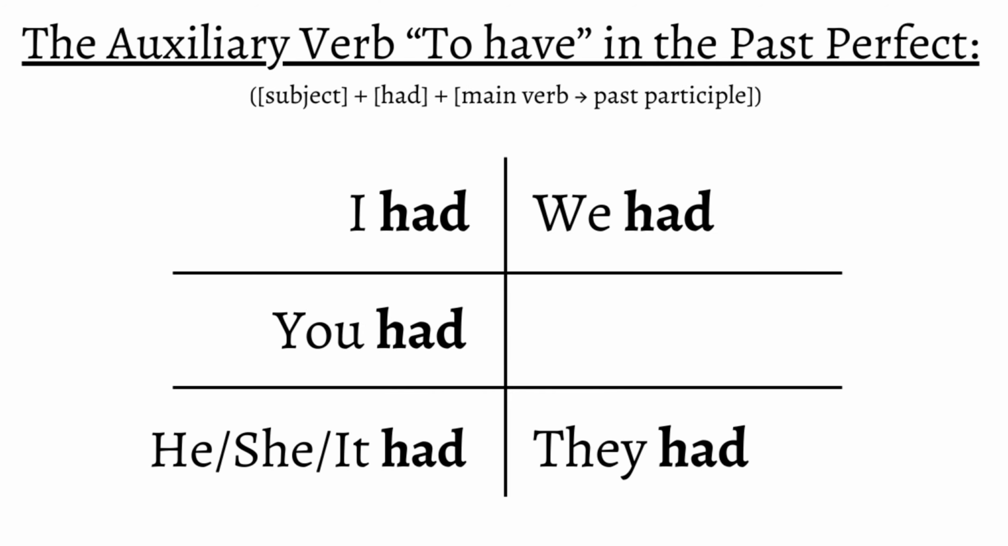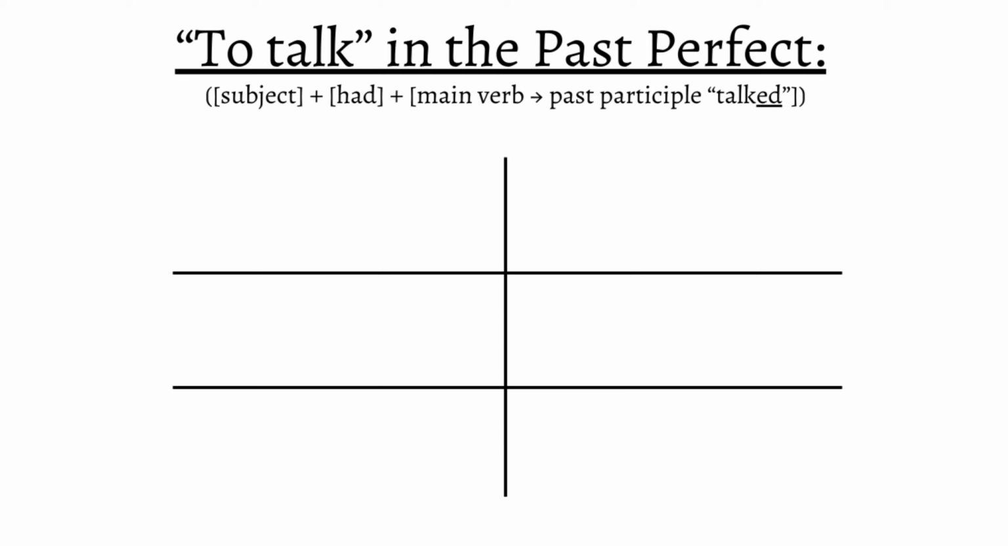To make matters simple, I will be using the same verbs for the same pattern that I used in the previous video of the present perfect. This way, it's easier to follow. Let's use the verb to talk in the past perfect. To put the verb in the tense, we begin with the subject, provide had for all subjects, and then use the past participle of to talk.